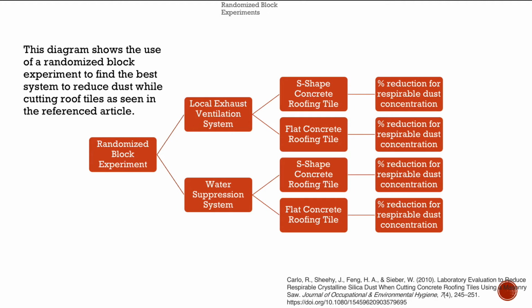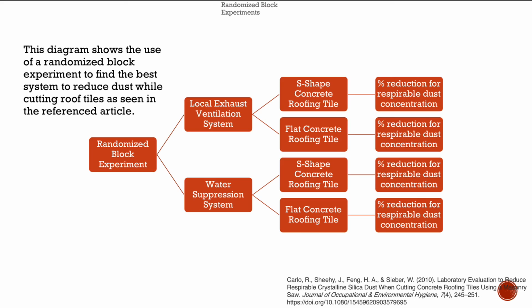We can see that this method is much more effective than just a randomized experiment because they were able to find that the type of roofing tile affects the reduction of respirable dust concentration for each system. The main strength of blocking is that it can be easily used to test different factors' contribution to the response variable. Without it, engineers may be left guessing what could be influencing the response variable, or they would have to do a multitude of separate tests to identify these factors.